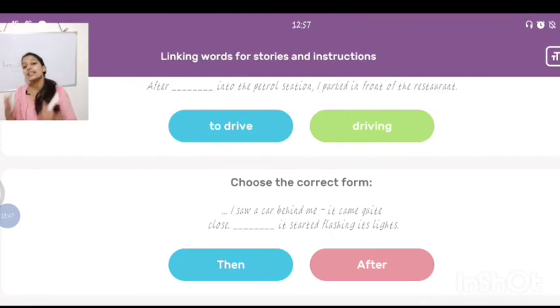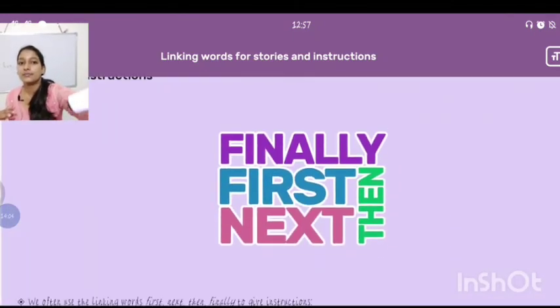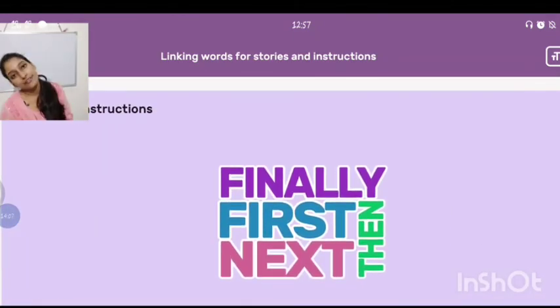So you need to understand here क्या क्या गलती हम कर सकते हैं. I saw a car behind me. It came quite slow. पहले बहुत धीरे आई और उसके बाद क्या हुआ? It started flashing its light. So all this you need to take care of. Let us move further. इंस्ट्रक्शन के लिए फाइनली, फर्स्ट, नेक्स्ट और देन जैसे कुछ इम्पॉर्टेंट कंजंक्शंस यूज होते हैं. Now what your work is to prepare a paragraph using all sorts of conjunctions like story.